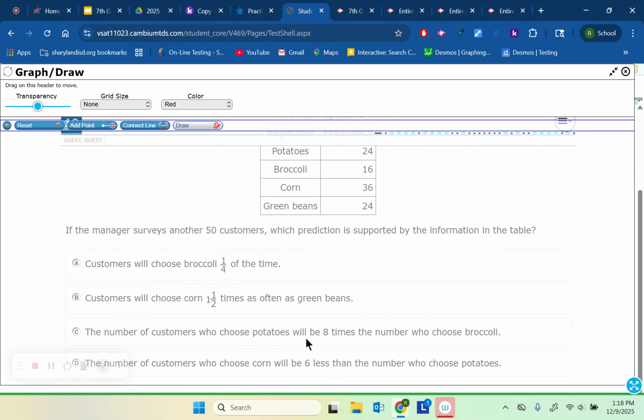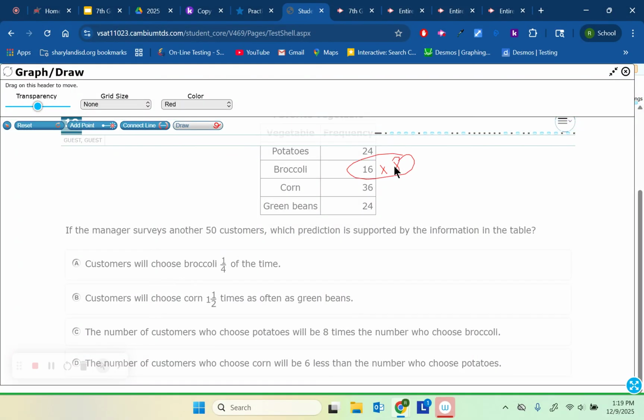We'll choose potatoes 8 times the number of broccoli. So I have to get broccoli times 8. That right there is way past 100, and that's not even close. I don't know why that's even there. No, it's not that one. So we're saying that this is the answer, and I'll walk you through this one slower.